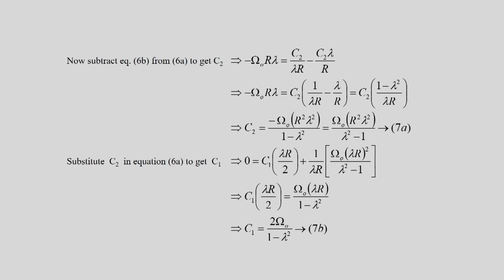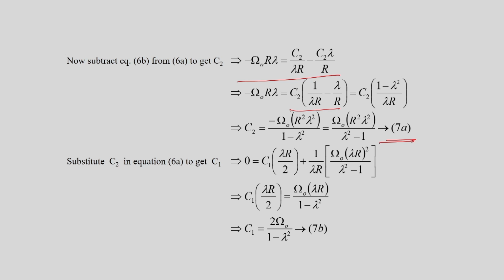When you do that, you get minus R lambda omega naught is equal to C2 by lambda R minus C2 lambda by R. From the right hand side, let us take C2 common, then you have C2 times 1 minus lambda square divided by lambda R. So, C2 is equal to minus omega naught R square lambda square by (1 minus lambda square). The same thing you can write as omega naught R square lambda square divided by (lambda square minus 1). This is C2, equation number 7a.